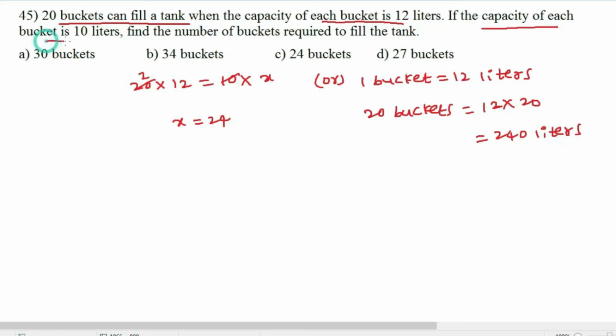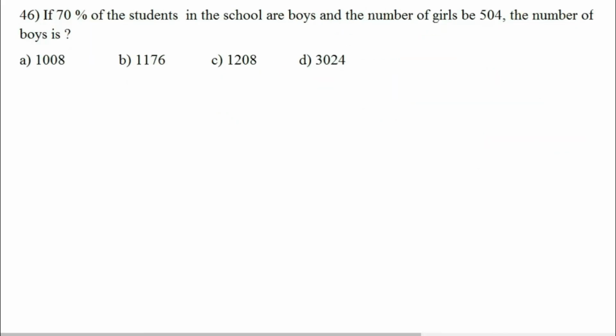If the capacity of each bucket is 10 liters, find the number of buckets required to fill the tank. So 240 liters divided by 10 liters. 0 0 cancel. 24 buckets. So 24 buckets required to fill the tank. Option C.